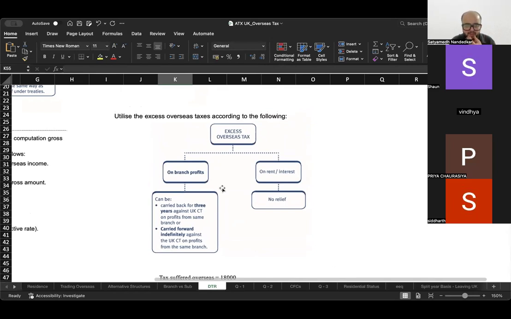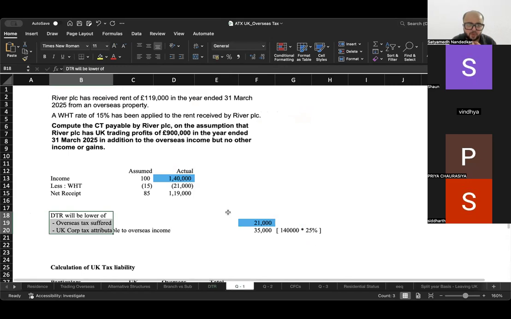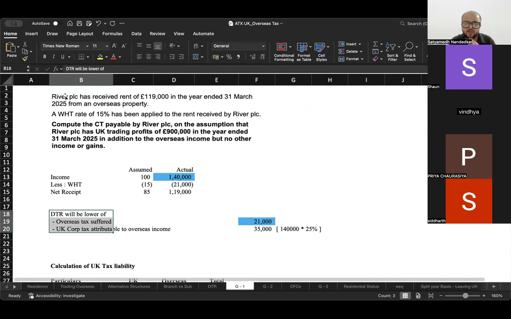But if it is an unrelieved tax on rent or interest, then there is no relief. Okay, a couple of simple questions on calculation of UK tax liability. River PLC has received a rent of 1,19,000 in the year ended 31st of March from an overseas property.